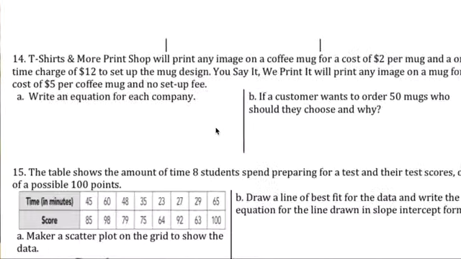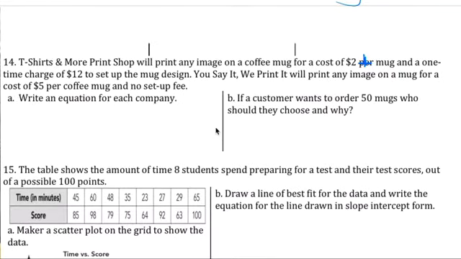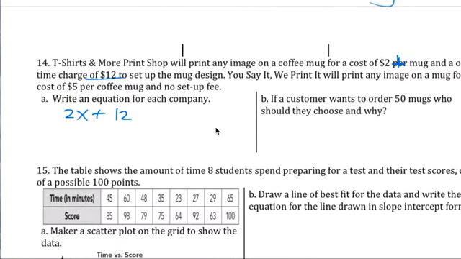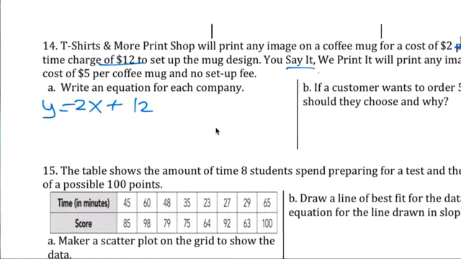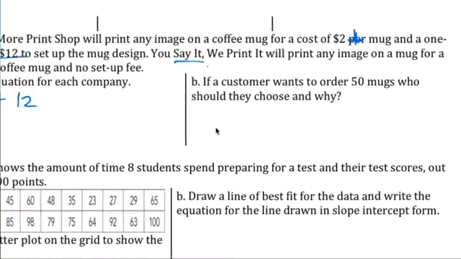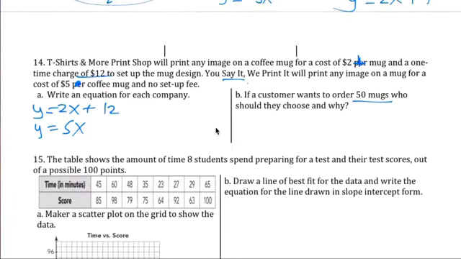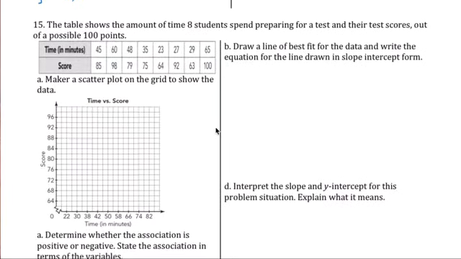Okay, plus $2 per mug, with a one-time fee. That is 2x plus 12. Okay, that's one company. The other one is $5 per mug with no setup fee. Y equals 5x. Wants to order 50 mugs. Who would you choose? Well, times 50, add 12. Figure out who's cheaper. You guys know how to do that one, I hope.